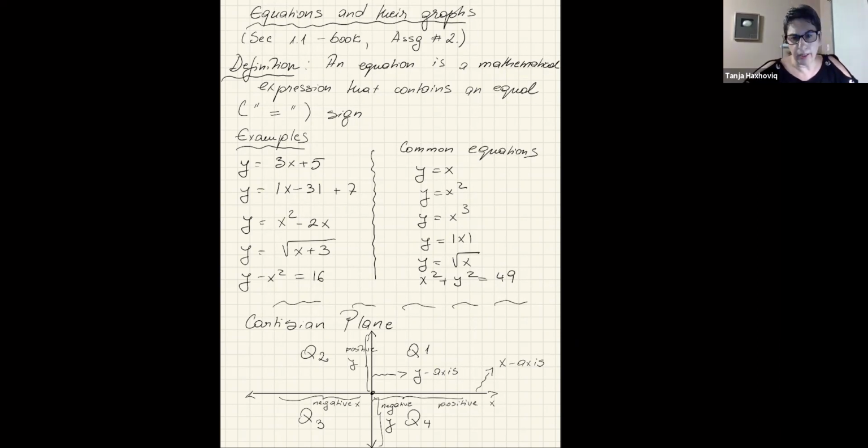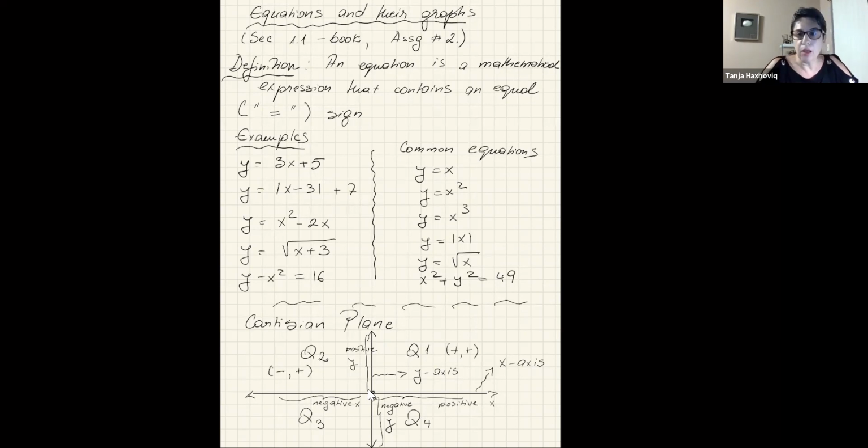So in quadrant one, we'll have all points that have a positive x coordinate and a positive y coordinate. So in quadrant one, the first coordinate is positive, the second coordinate is positive. In quadrant two, we have negative x's, positive y's.